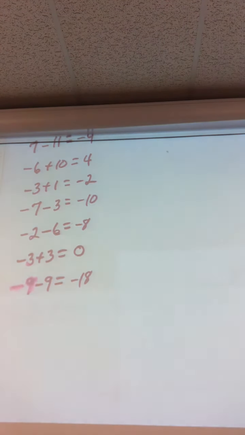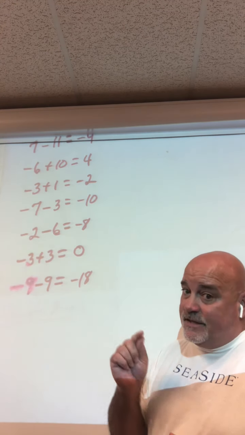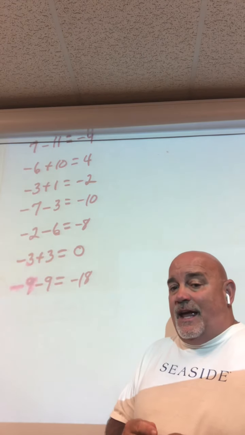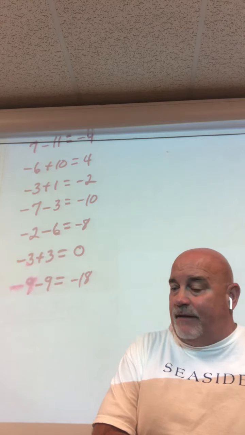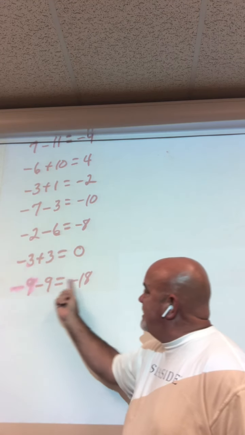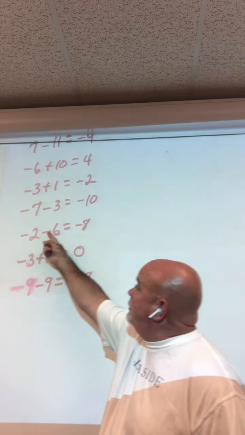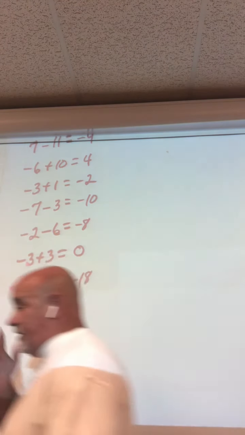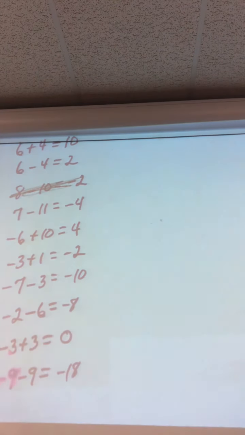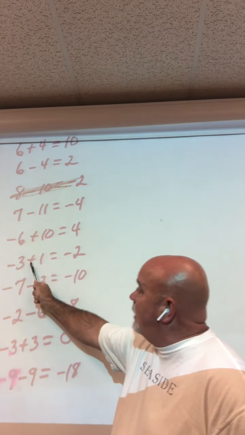Now, let me take just a second and give you the mathematical rule for adding and subtracting positive and negative numbers. Here's the rule, in adding and subtracting only. If the signs are the same, you add the two numbers and keep the sign. For instance, right here, the signs are the same, so you add the two numbers, but you keep the sign. Same thing right here. But if the signs are different, the rule says you subtract the two numbers and take the sign of the largest. So right here, -3 plus 1, those signs are different.